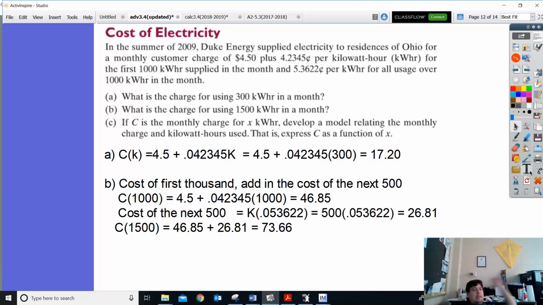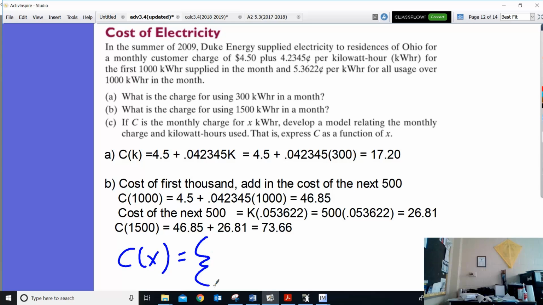This is part C, and I'll have to get up and write that one out. But we're actually going to write the cost function considering the multiple pieces. Say X. In this piecewise function, it's got two distinct pieces. The first piece is where you use up to 1,000 kilowatts, right? And that's this little function right here. Now this is an X function, not a K function. So 4.5 plus 0.042345X.